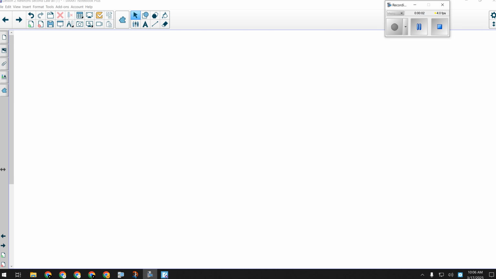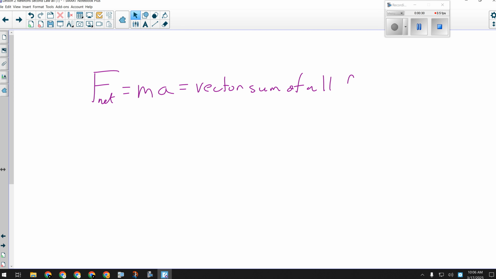Okay guys, so last week we were talking about Newton's second law. Newton's second law says that if there is a net force present, an unbalanced force present, then a mass will experience an acceleration. And we can calculate that net force by multiplying the mass times the acceleration, or by finding the vector sum of all forces.